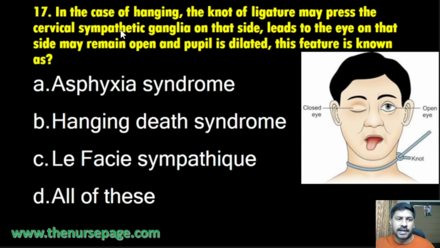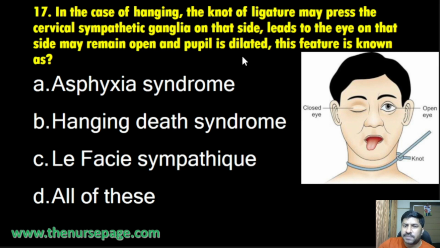So there is another case of hanging. In the case of hanging, the knot of the ligature may press the cervical sympathetic ganglia on that side, which leads to the eye on that side remaining open and the pupil being dilated. This feature is known as what? So this is an example of the question.